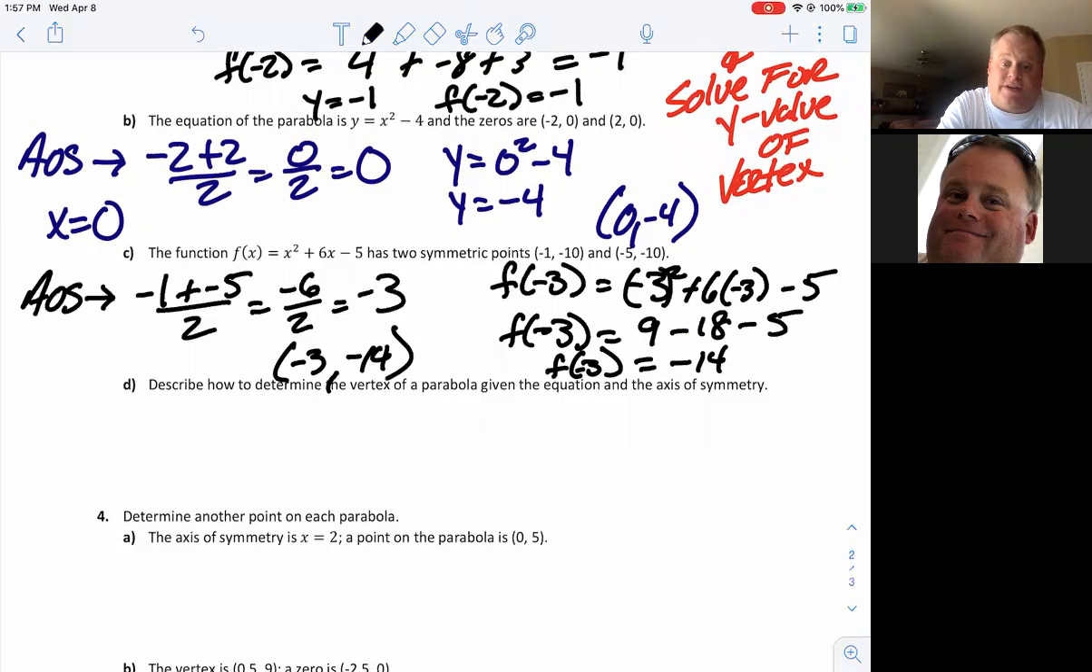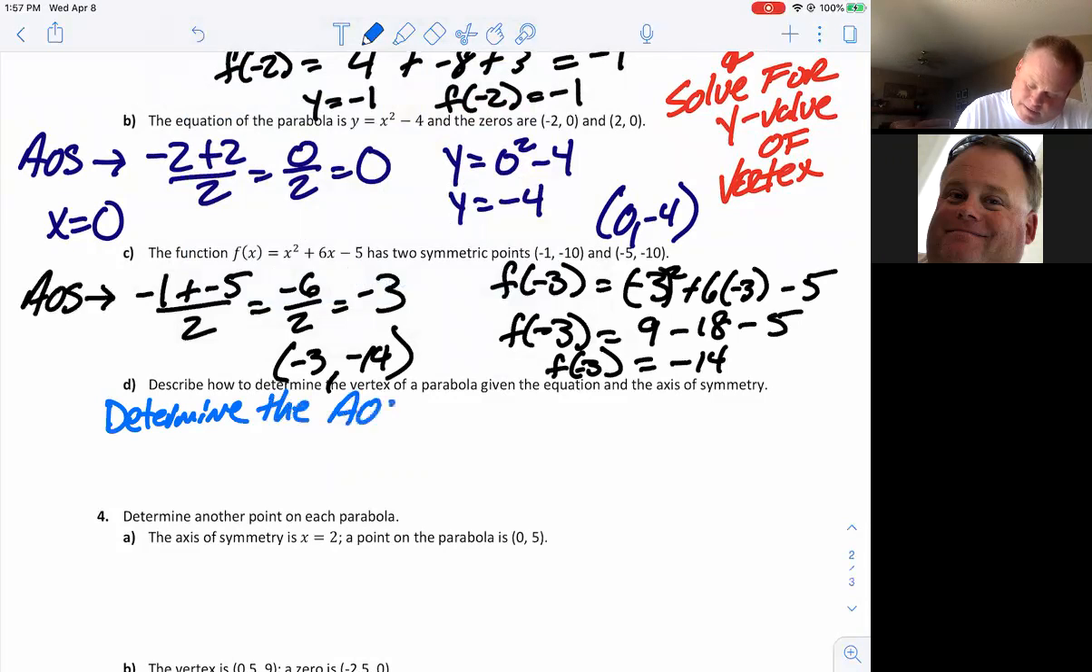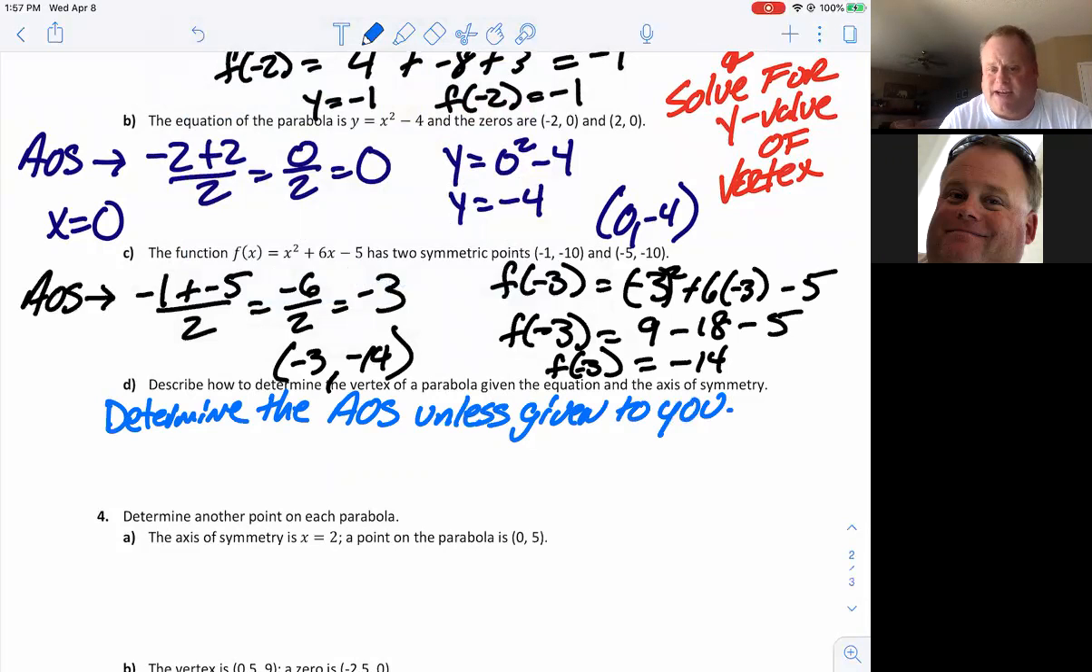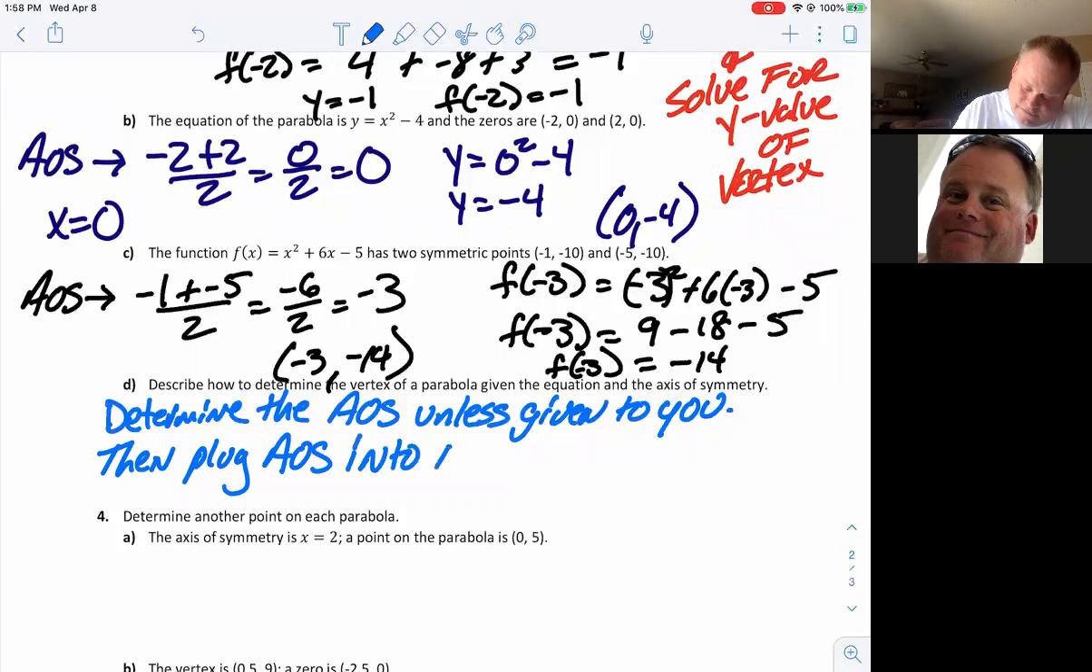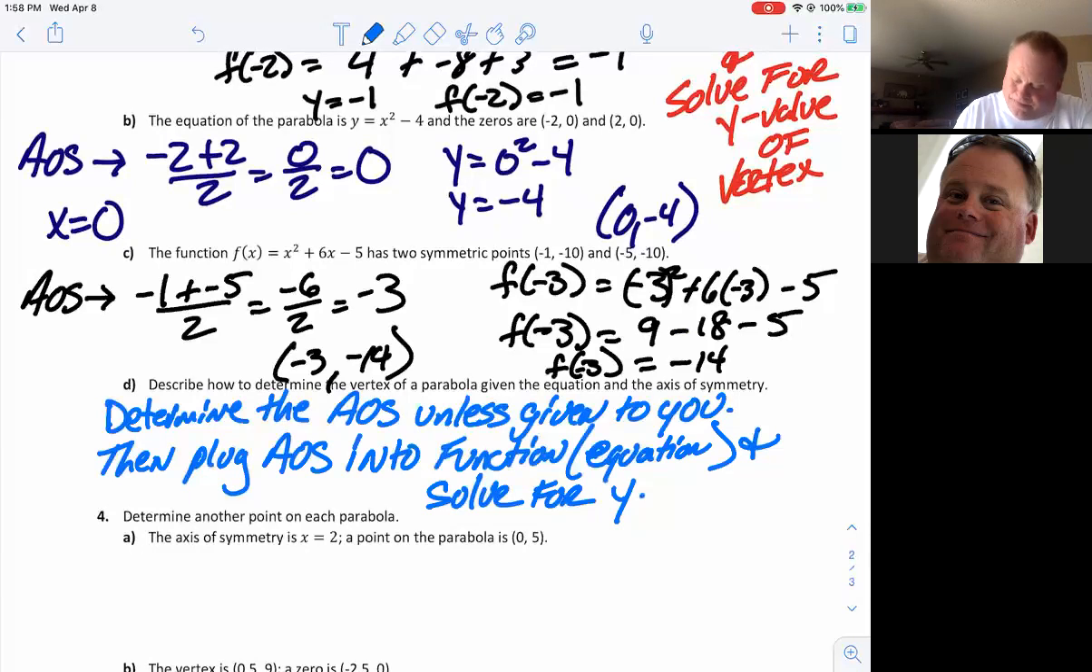And it says, describe how to determine the vertex of a parabola given the equation and the axis of symmetry. Well, I'm going to change colors. Determine the axis of symmetry unless given to you, right? And I don't want to skip that step in this. I know the question says, given the equation and the axis of symmetry, but a lot of times I don't want you to forget that sometimes you've got to find the axis of symmetry first. So determine the axis of symmetry unless given to you. Then plug the AOS into the function, which is my equation, right? And solve for y. And there we go.